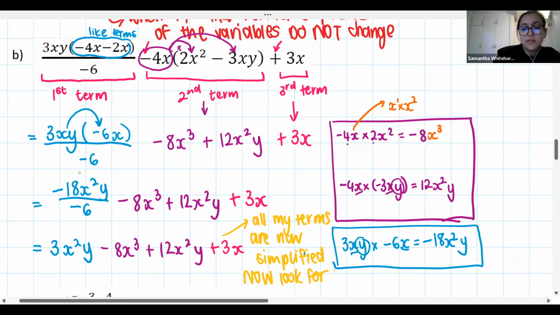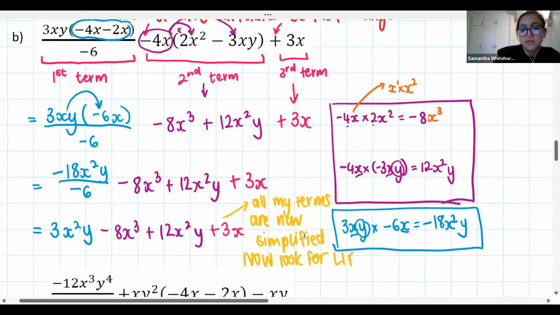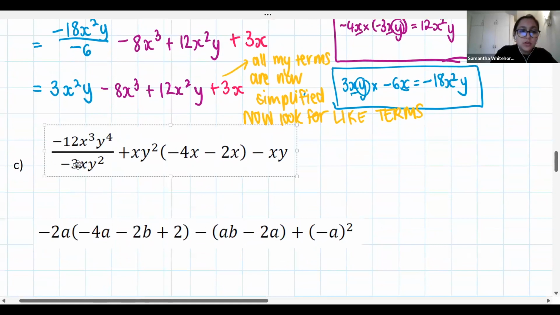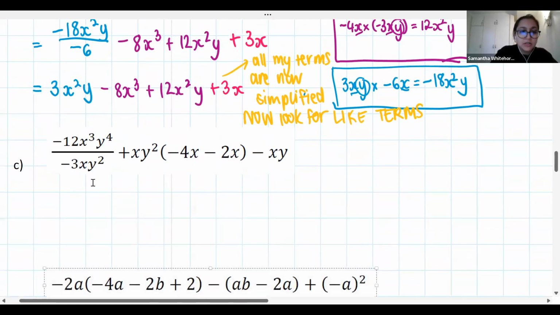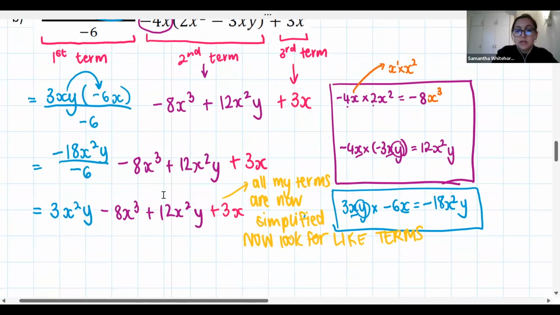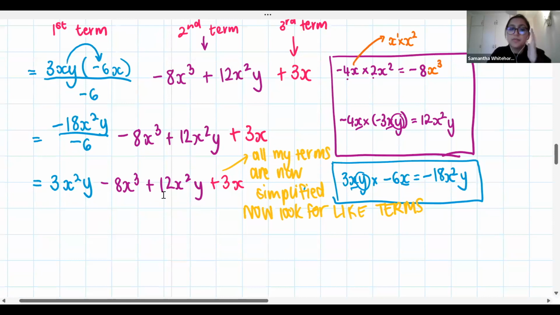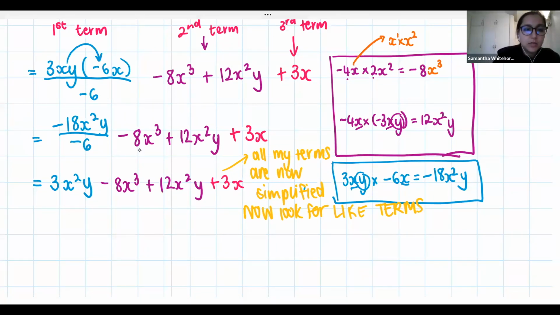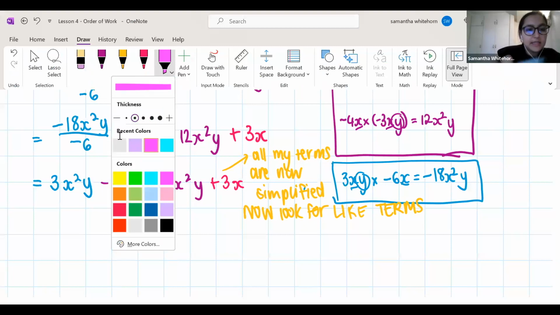So this checking for like terms should basically be your very last step before your final answer. Only once all of your terms, and yes, I'm going to come back to the question, don't worry, I'm just giving myself a bit more space here. Only once all of your terms are simplified as far as possible do we now start looking for like terms. Right, so we grab our highlighter. Let's see what we can find.